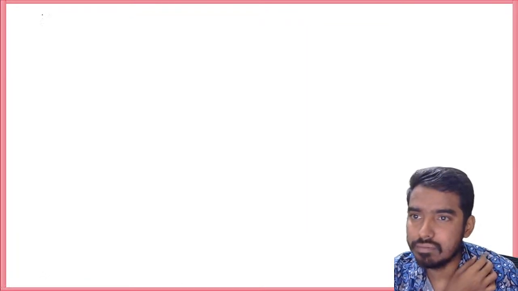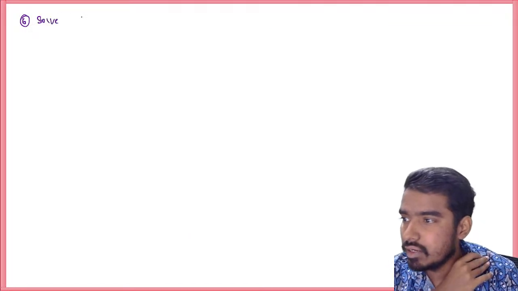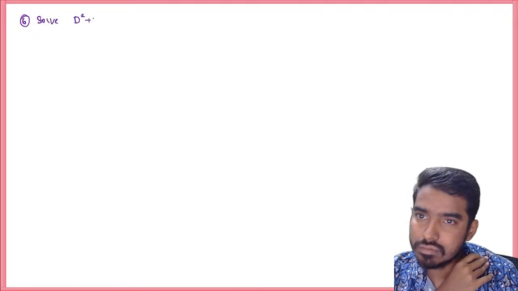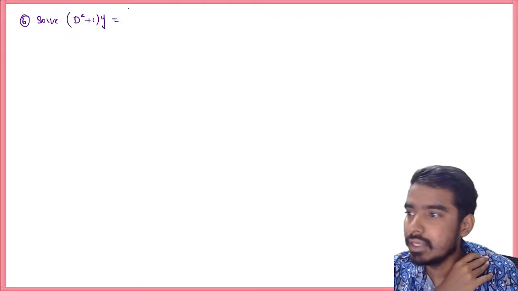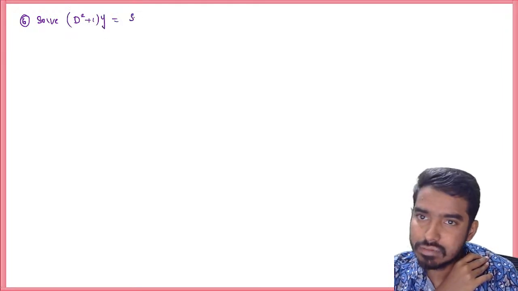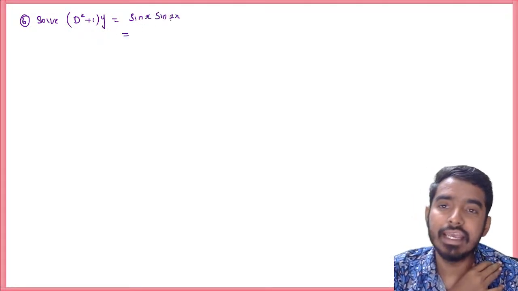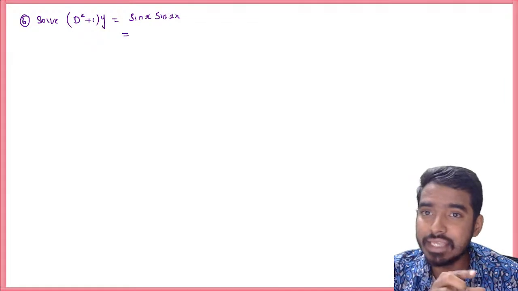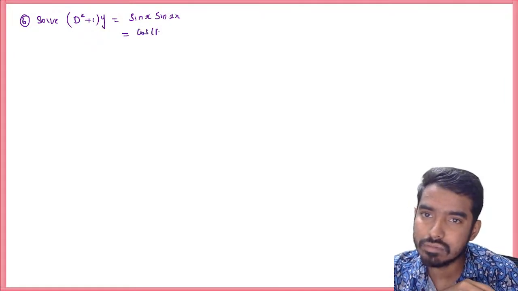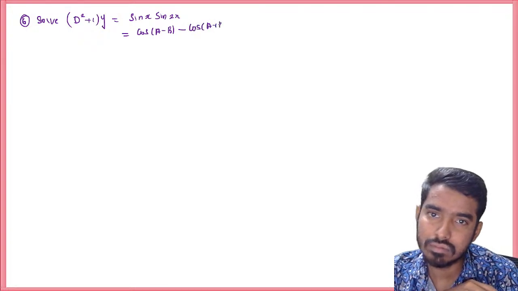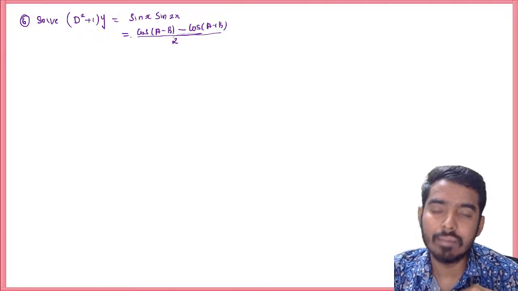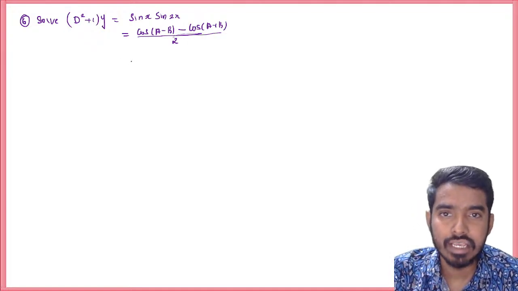Solve (D squared plus 1) y is equal to sin x sin 2x, right? So what is sin a sin b? Sin a sin b is cos(a minus b) minus cos(a plus b), divided by 2, right?